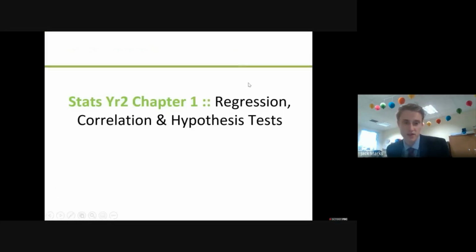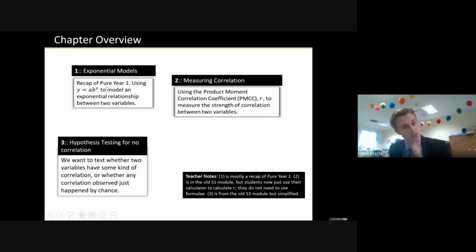Okay, so this is the first chapter of Year 2 Stats, Regression, Correlation, and Hypothesis Tests. Pretty nice chapter, this one. Starts off as a recap, mostly of Pure. We're going to talk about something called PMCC, which really sort of gives you the gradient. Yeah, sort of gives you a number, if you like, that describes a line of best fit. So that number tells you what the diagram would look like. And then there is a hypothesis testing that we can do for this situation.